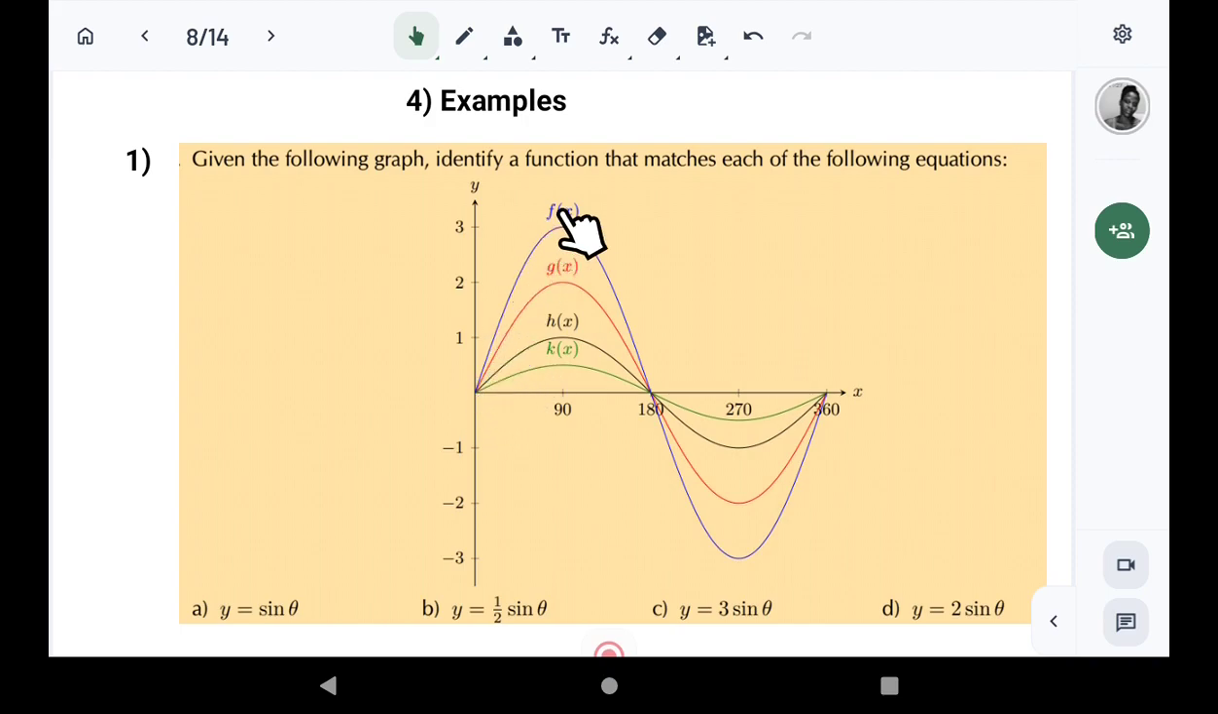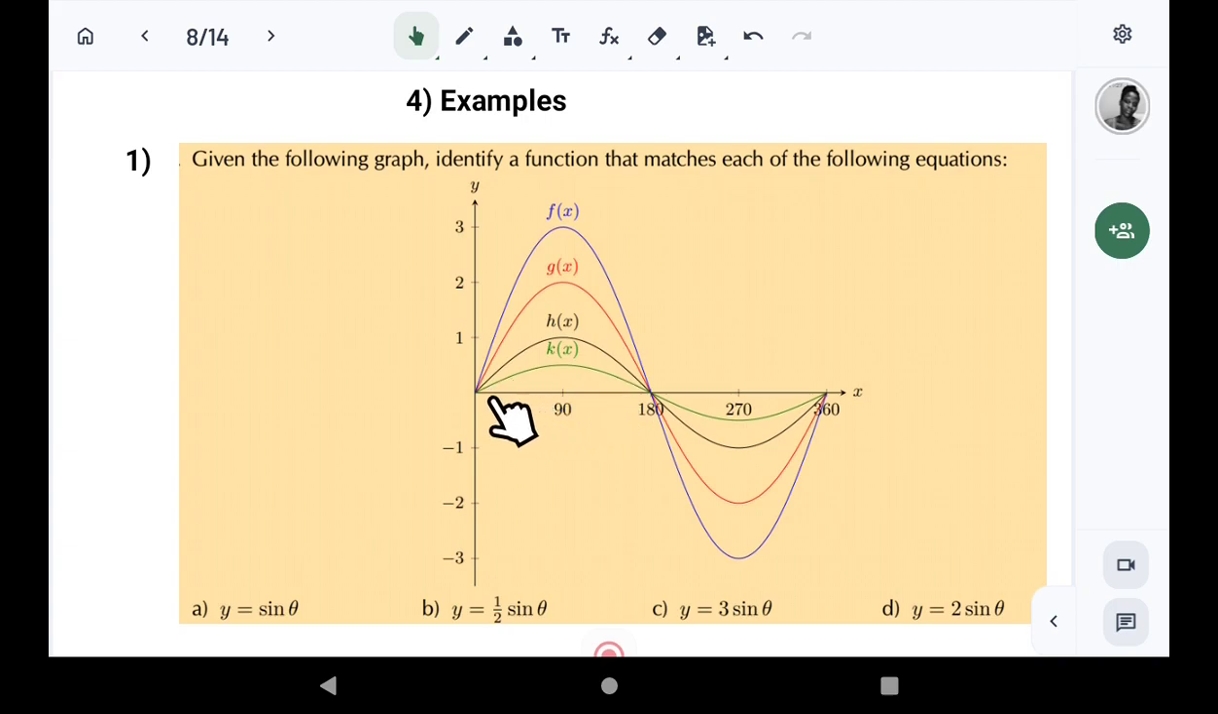Let's look at f of x. It peaks at 3 and has a minimum turning point at negative 3, 270. So it's a normal sine graph. Your a is positive in all of these because none of them start looking down with a minimum turning point. Now let's look at the options. A is y equals sine theta, B y equals half sine theta, C y equals 3 sine theta, and D y equals 2 sine theta.